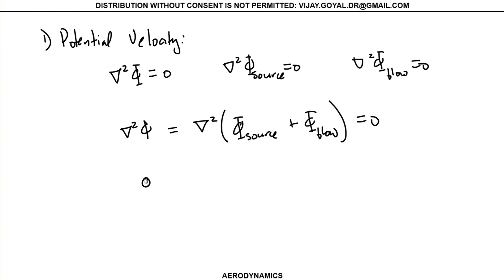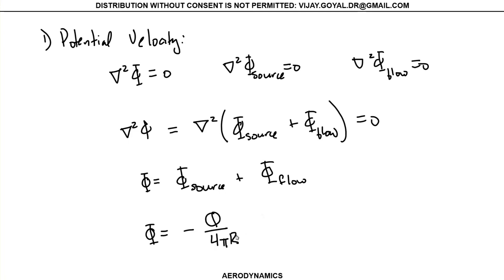So therefore, we know that this is actually equal to the source plus the flow. Okay, so in other words, the total phi will be, the source is minus Q over 4 pi r. We derived this in class. Plus U infinity r cosine of theta. Okay, so this information is actually known to us.